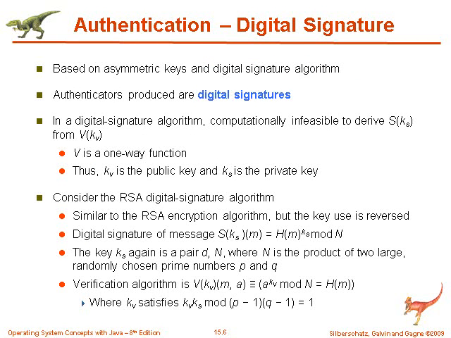The second major type of authentication algorithm is a digital signature algorithm, which produces authenticators called digital signatures. This is based on the same concepts as asymmetric encryption. In particular, it avoids the problem with MAC where V sub k can be derived from S sub k. Here, V sub k is a one-way function, meaning it can be computed efficiently, but S of k can't be computed from it in a feasible amount of time.